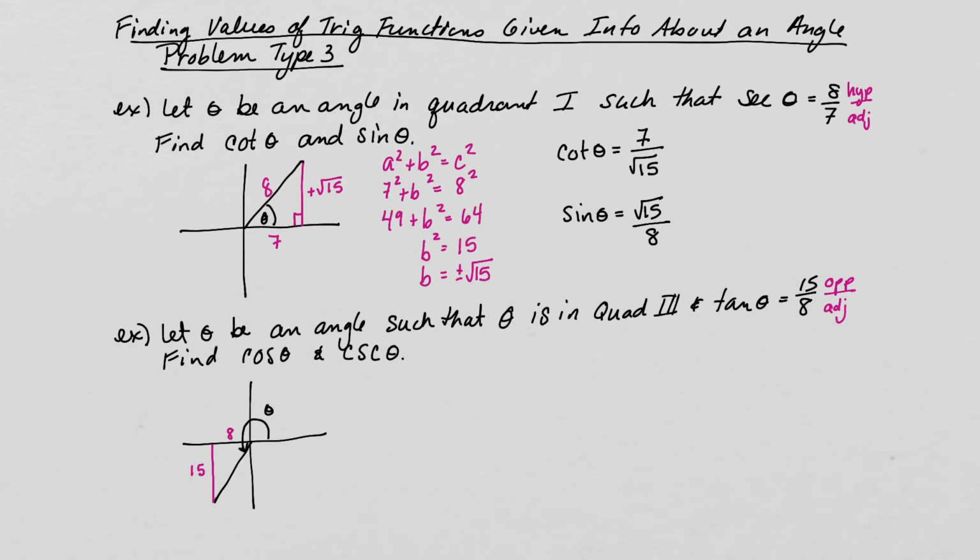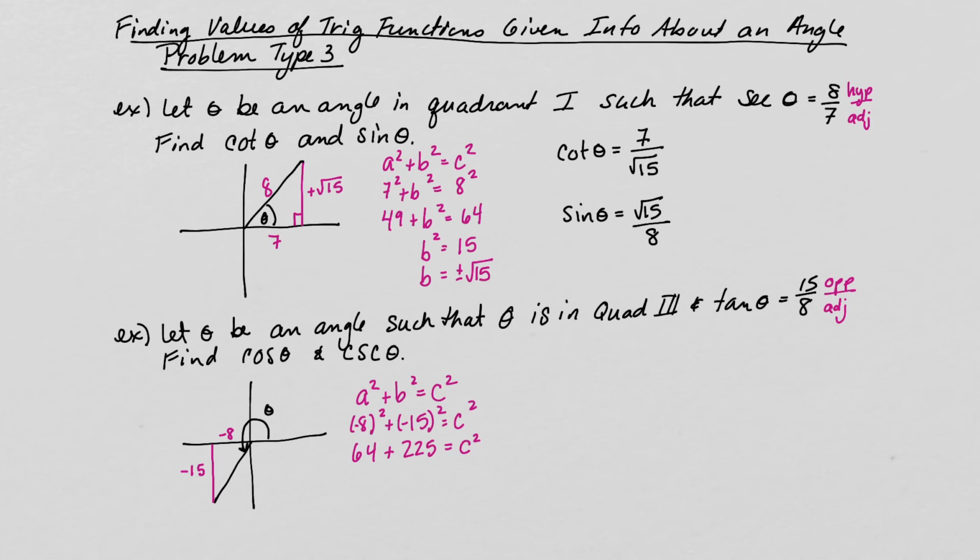Now we have to look at where we are in the xy plane. Since we're in the third quadrant, this is actually a negative 15, and this is actually a negative 8. And then we have to find the other part. So a squared plus b squared equals c squared. And in this case, I happen to know a and b. So we're going to have negative 8 squared plus negative 15 squared equals c squared. So we're going to have 64 plus 225 equals c squared.